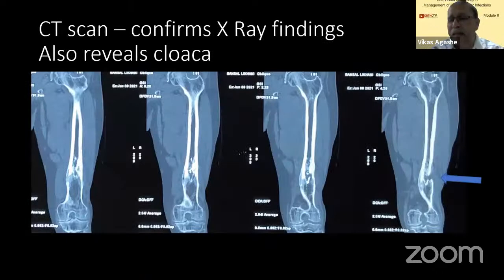So we did a CT scan. Also, an important thing is it shows a sclerotic bone in the middle, and it shows a cloaca through which there is a connection to the discharging sinus. Next, please.